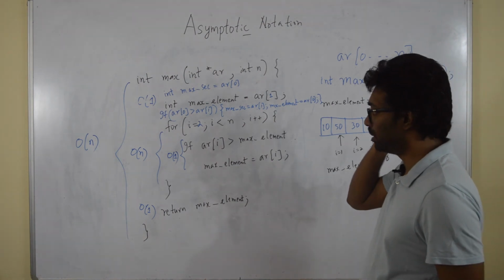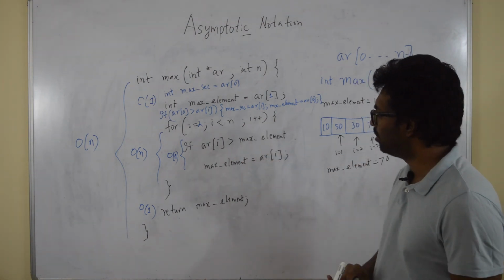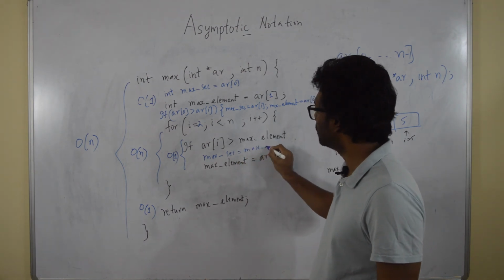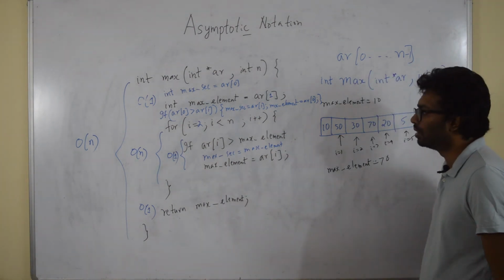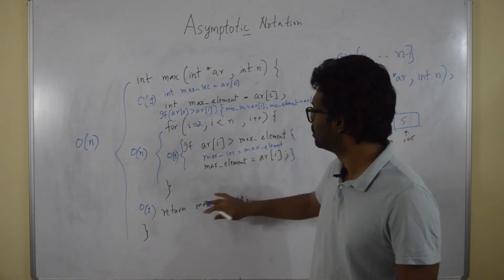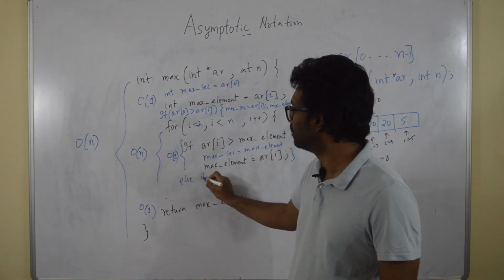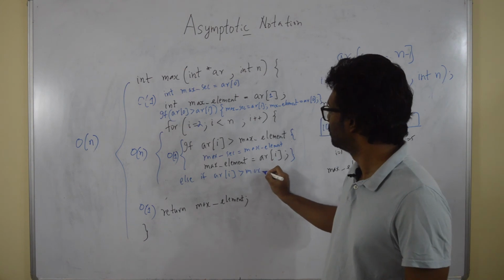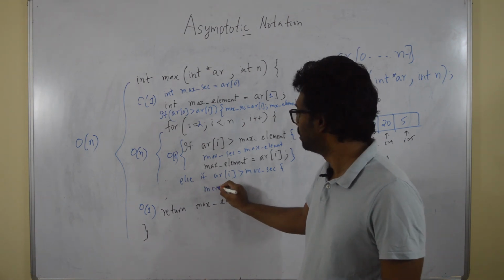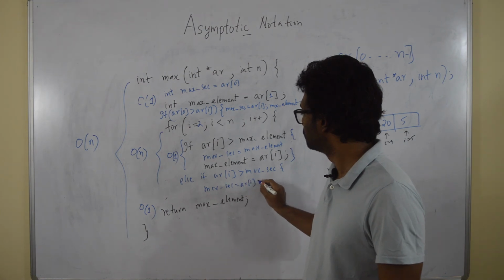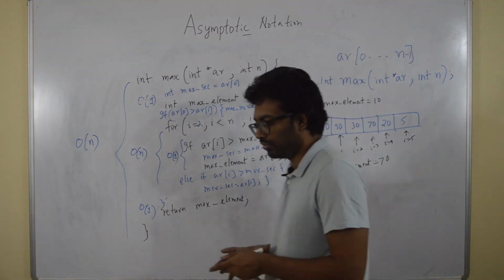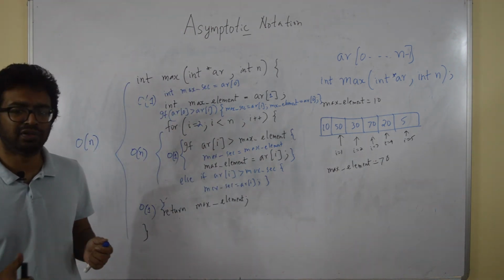Okay, and now I have to do a few things. If AR of I is greater than max element, obviously this happens, but before this happens I will have to do the following change also: max second becomes equal to max element. And there is an else case also, an else case from this if condition. And what is that else? Else if AR of I is greater than max second, in this case we just have max second equal to AR of I. Is it clear?